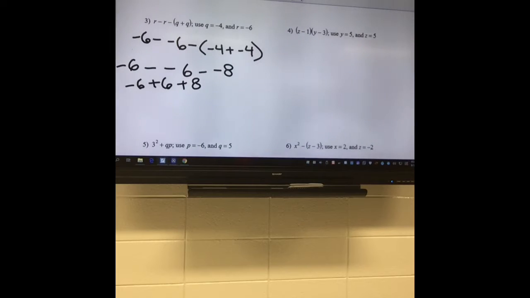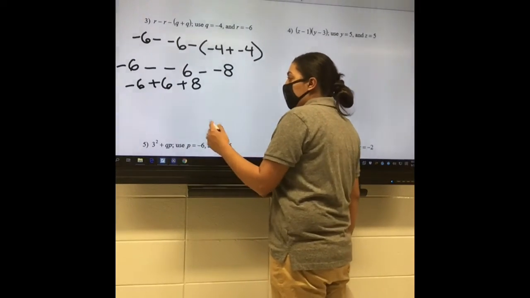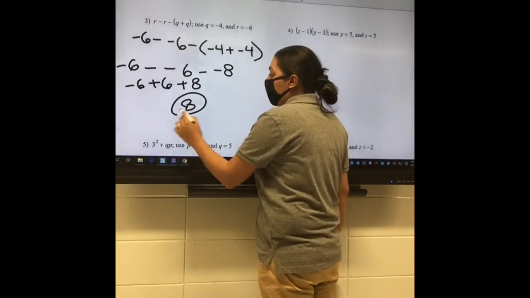Once you're at this step, even with your order of operations, the addition and subtraction, it doesn't matter which order you do. You can do it all in the same line. The other steps kind of do matter. So -6 plus 6 is 0, plus 8 is just going to be 8.